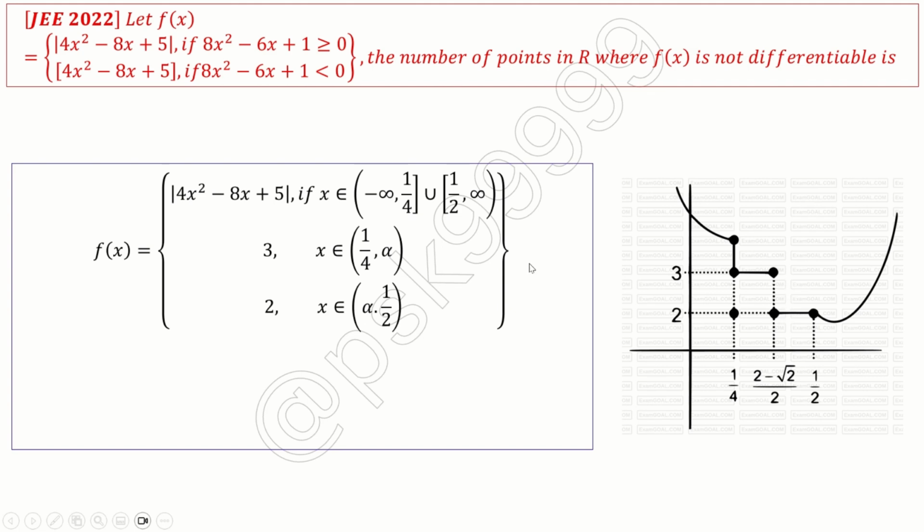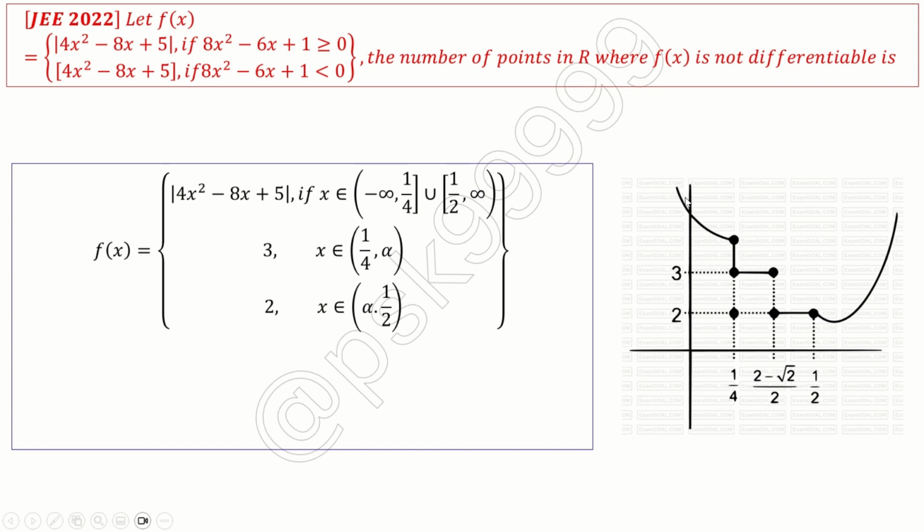At 1 by 4 we can substitute here and see what happens. If I substitute 1 by 4 here, based on the value I get, you can either connect or disconnect, but this is not very important. Now there is a jump to 2 and there is a continuous 2 up to 1 by 2, alpha to 1 by 2 is 2, and then again the function continues from 1 by 2 comma infinity, increasing like this.